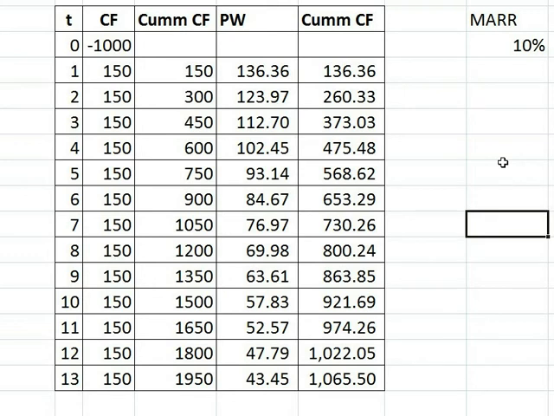$123.97. Added those two together, for the first two years, it's $260.33. When we add the discounted value of $150 in the third year, which is $112.70, the total accumulated present worth of cash flows is $373.03, and we have to keep doing that process until we get together $1,000, and that happens not in year 7 now, but in year 12, which is a more proper way to do it. So in year 12 we exceeded the $1,000 initial investment, and that would be our payback period.